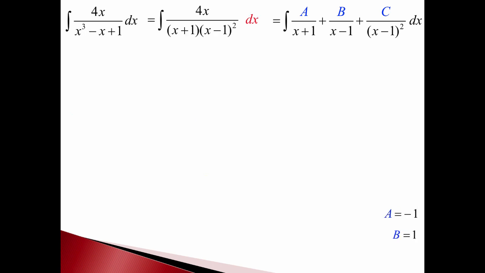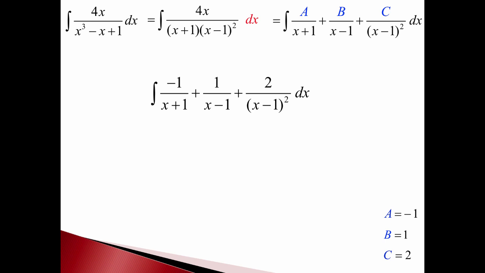All right, so when we go back to our original problem, knowing that the a, b, and c were negative 1, 1, and 2, there's what we get, all busted up for our integrating pleasure. So first term is really easy. That's a negative 1 over x plus 1.